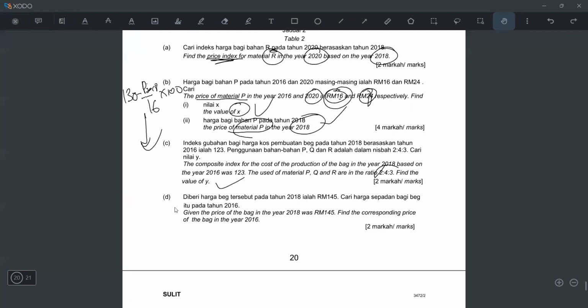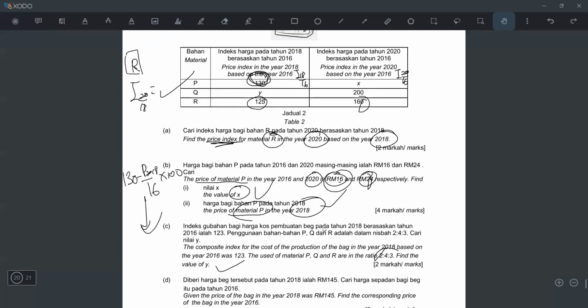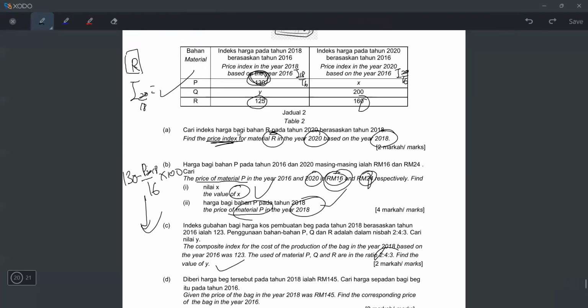Okay, D, given the price of bag in the year 2018, 145, find the corresponding price. Which formula will you use? For D, definitely we will use the first formula, because it's like price. The price of bag in 2018 is 145 and then the price of 2016. So you use the first formula. What's the first formula? I equals to P1 over P0 times 100, and then substitute everything.